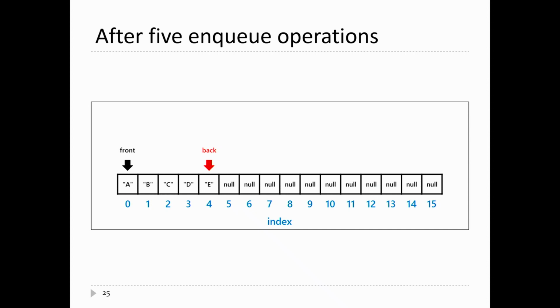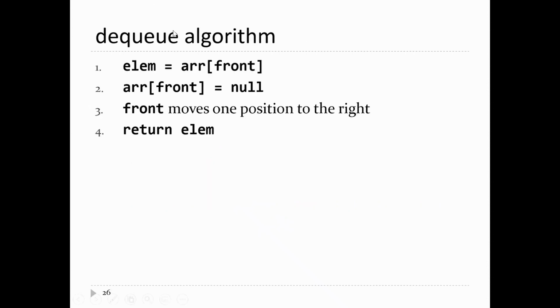Now, how do you dequeue an element from the queue? One way to dequeue an element from the queue is to return the A, remember that this is an A, and then move the B, C, D, and E forward one position. But I don't want to do that. Instead, what I want to do is remember that this is an A, and then move front to the right.